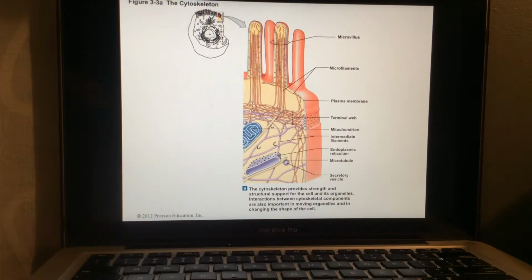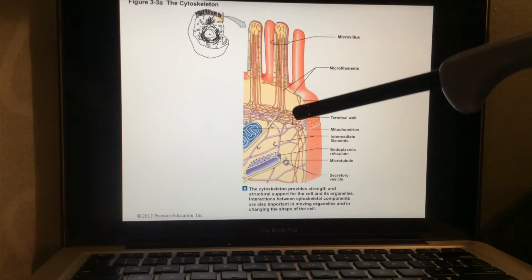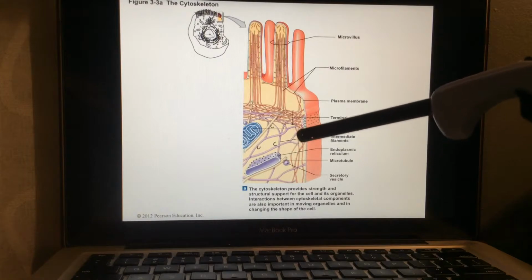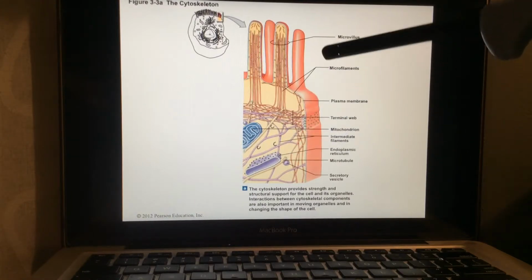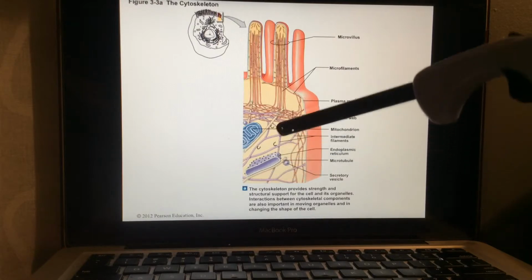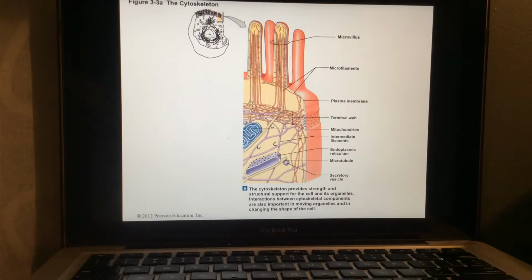So, microvilli, you can see these small finger-like projections come up from the periphery of the cells. We have the intermediate filaments, kind of like right in here, these little purple ones. You're going to have microtubules. You're going to have thin and thick filaments throughout the cells. In muscle cells, you're only going to find the thick filaments.